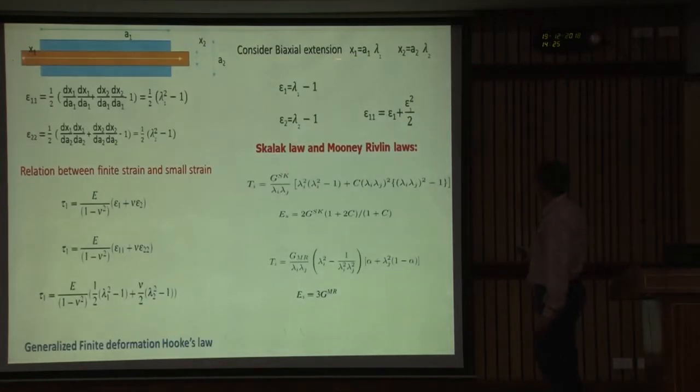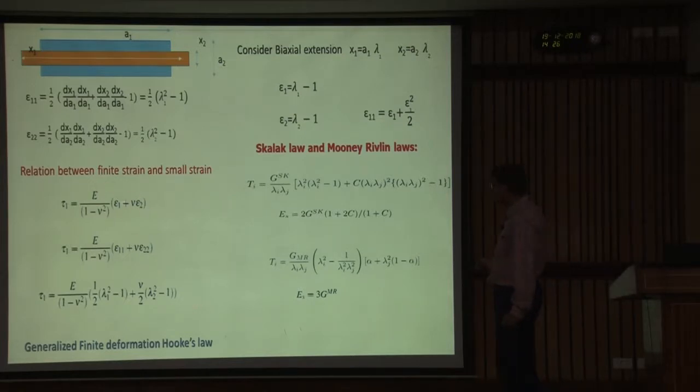Okay. I will give an example which will make it clear. If you consider biaxial extension, for example, of a strip with coordinates A1 and A2 and deform it into an elongation x1 and x2, then one can easily write the components of the strain tensor. Now, one can relate these finite deformation strain tensors to small strains, okay, in this manner. And one can, for example, easily derive a finite deformation Hooke's law or the generalized Hooke's law starting from a small strain Hooke's law. Okay.